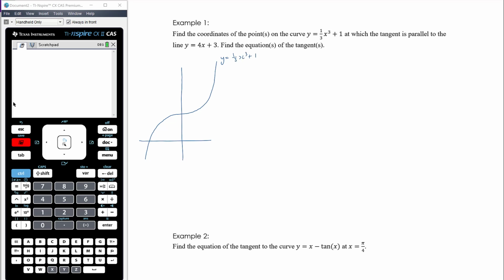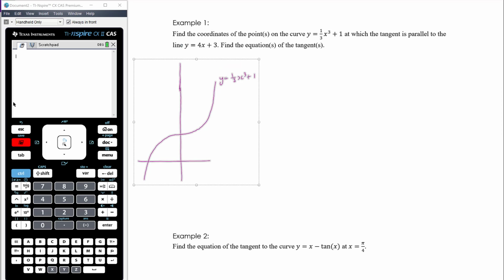Okay, and now, I probably should have drawn that a little further down. Let me just move that down so I've got some more room. So then we also know we want to find the coordinates of the point or points at which the tangent is parallel to the line y equals 4x plus 3.